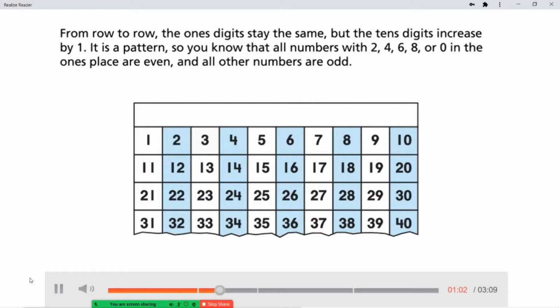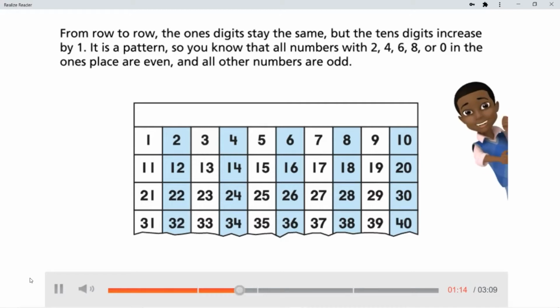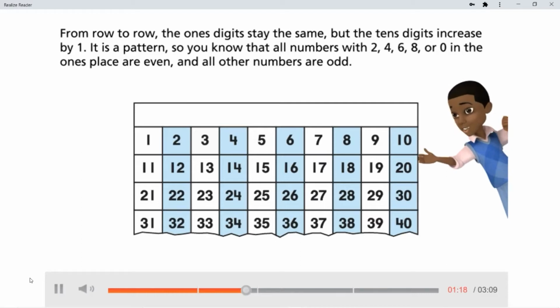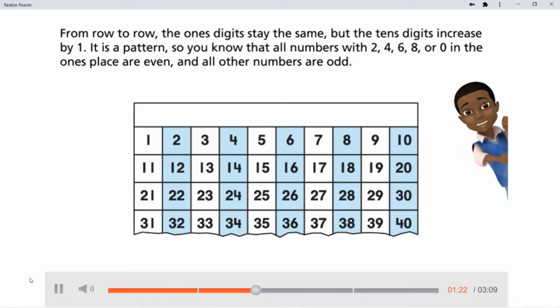It is a pattern, so you know that all numbers with 2, 4, 6, 8, or 0 in the ones place are even, and all other numbers are odd. Even numbers have 0, 2, 4, 6, or 8 in the ones place.